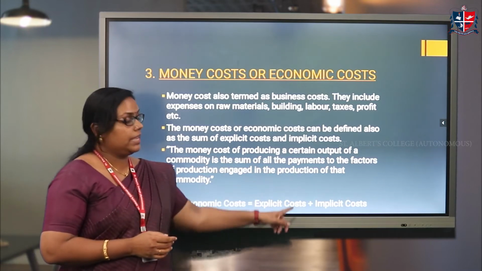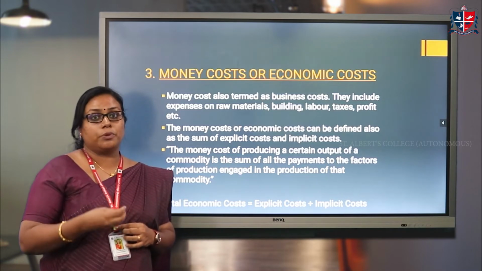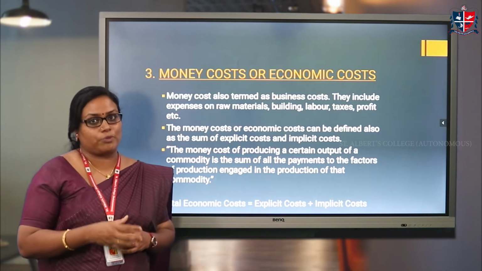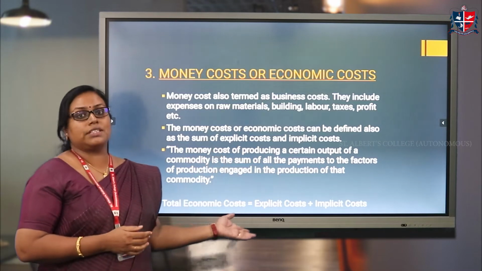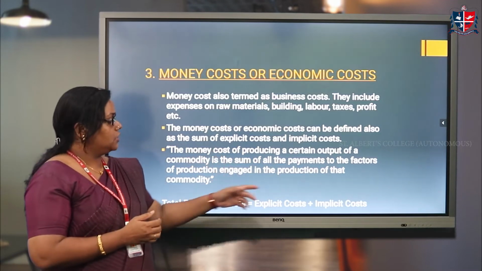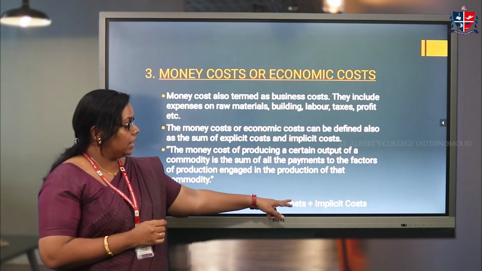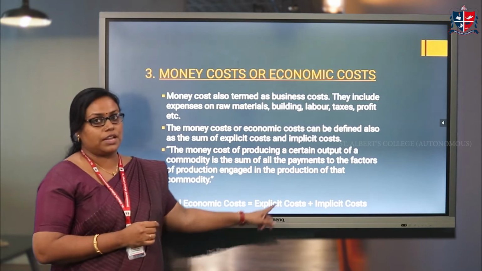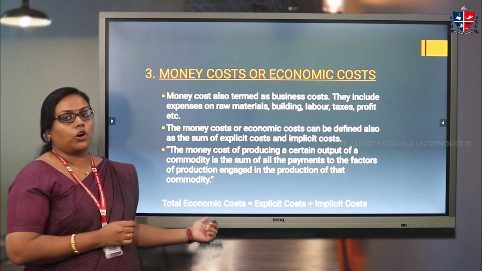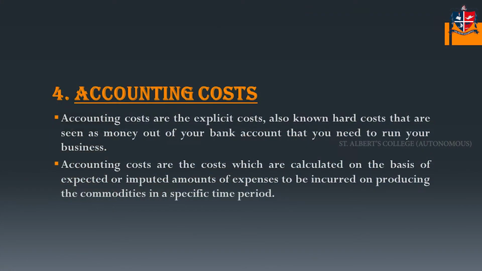It combines with the implicit cost, because sometimes the entrepreneur himself owns some factors of production, so he can also use them. That means he is paying to himself. That is what we call the implicit cost. Combining these two costs, explicit cost and implicit cost, you get the total economic cost or the money cost.